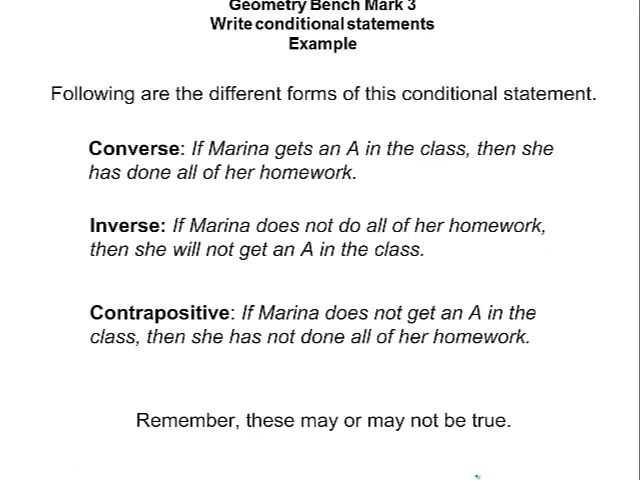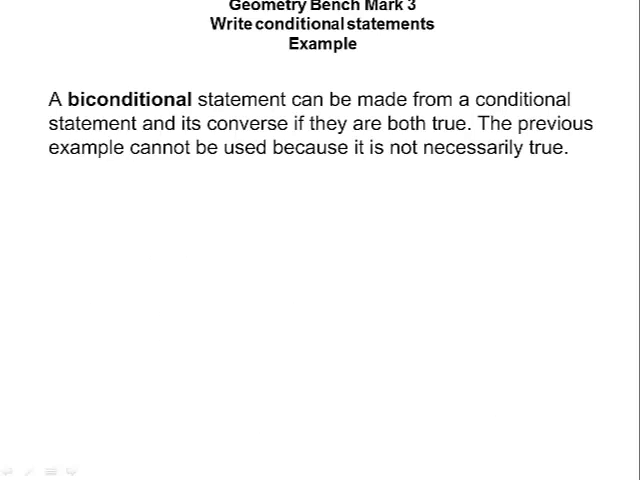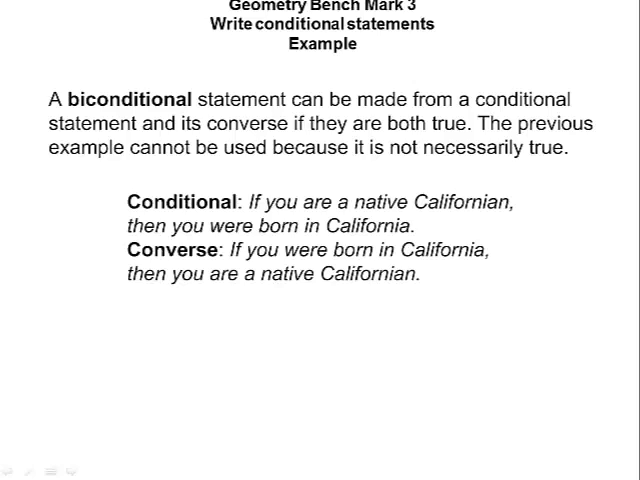Okay, so they may or may not be true. You have to decide that. Biconditional has to both be true. The previous example with Marina, with her grades, can't be used because we could find counterexamples, right? She did all her homework, but she didn't get an A because she failed the test. Or she didn't do all her homework, but she still got an A because maybe she only didn't do one assignment, you know? So that can't be used.